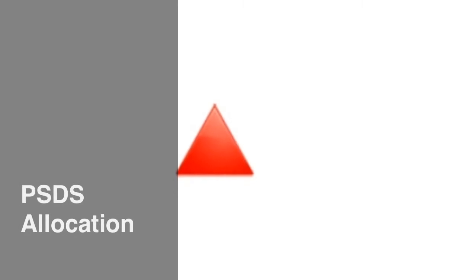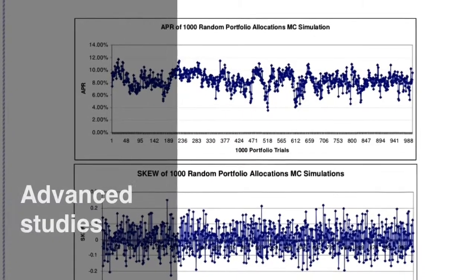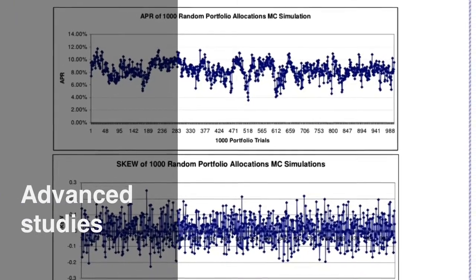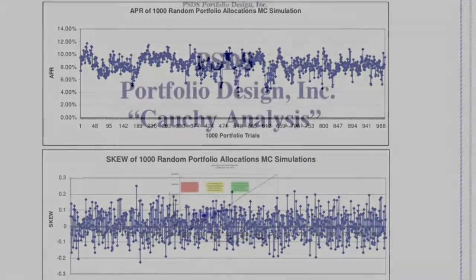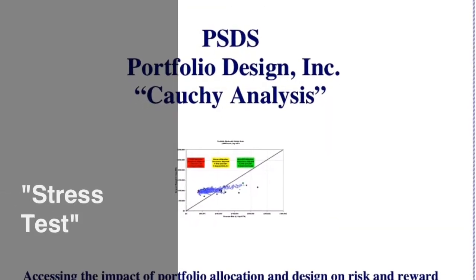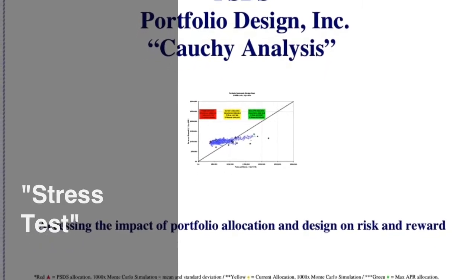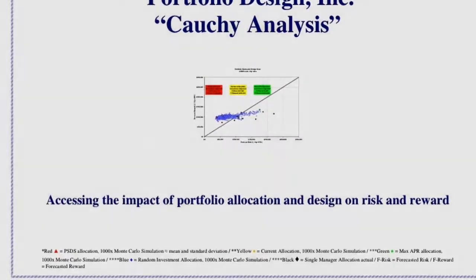This jumping-off point helps us focus our search and more quickly arrive at a range of allocations and outcomes that investors may find useful. We further enhance our PSDS tool by adding studies of a portfolio scan, such as skew, kurtosis, Sharpe ratio, even changing our distribution function to Cauchy in order to stress test a portfolio during traumatic periods.